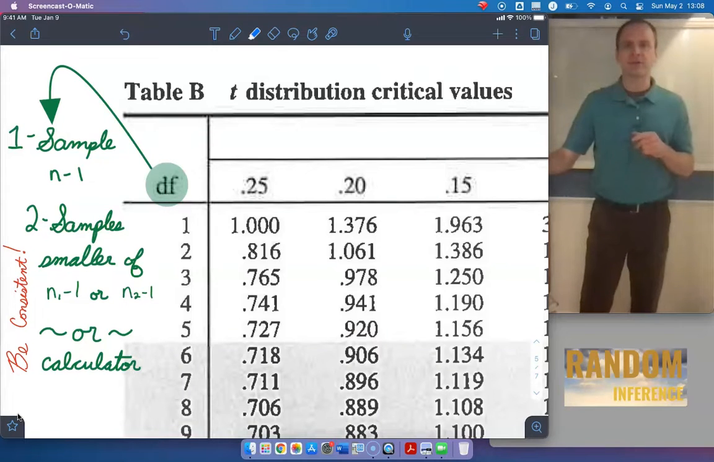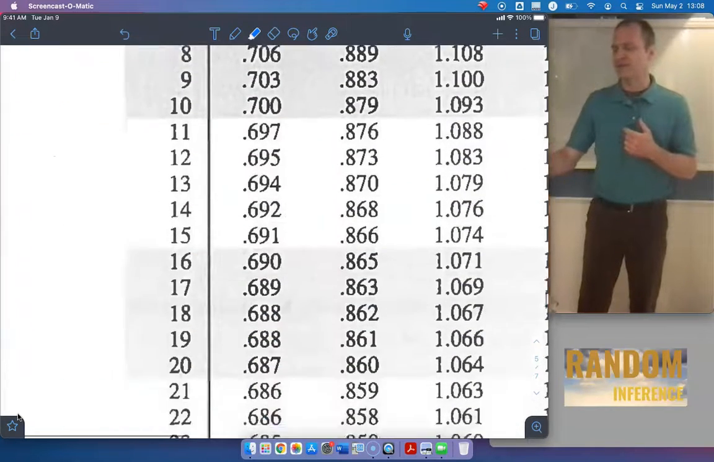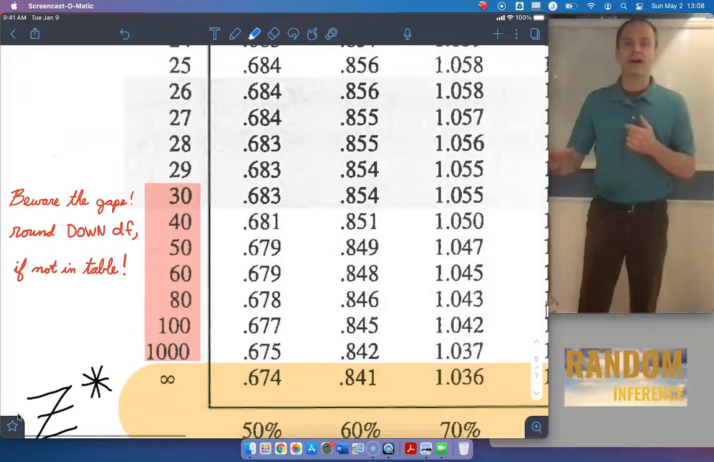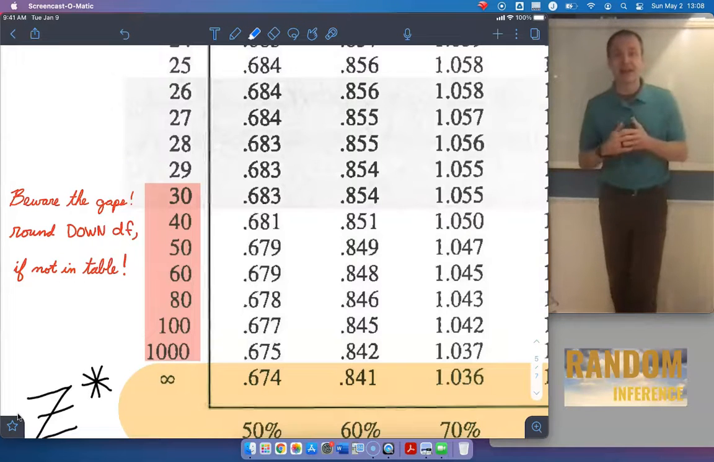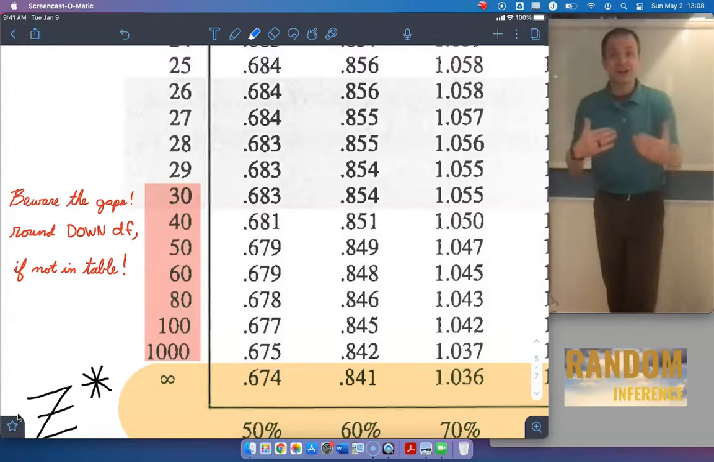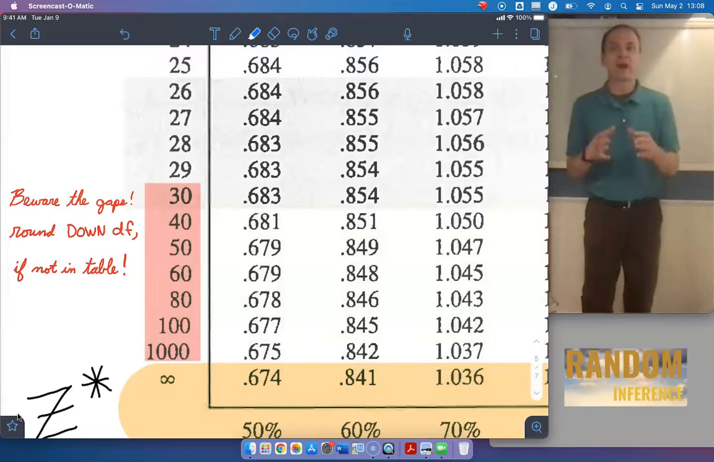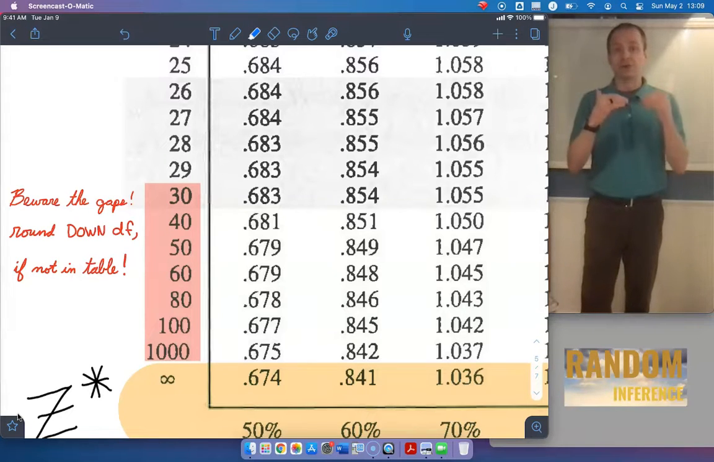Also, to keep in mind, you're going with degrees of freedom. That's nice. 1, 2, 3, 4, 5, 6, 7, 9, 10. It goes all the way down to, oh my goodness, it jumps: 30, 40, 50, 60, 80, 100. It jumps all the way from 100 to 1,000. So beware the gaps in table B. You need to round down the degrees of freedom.